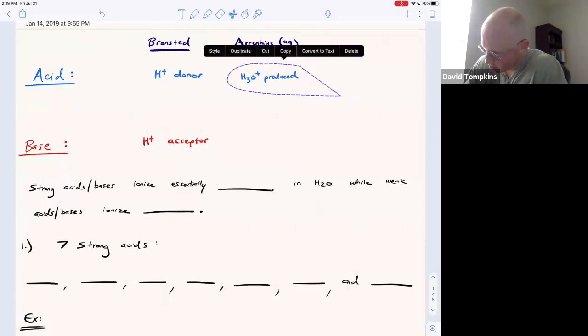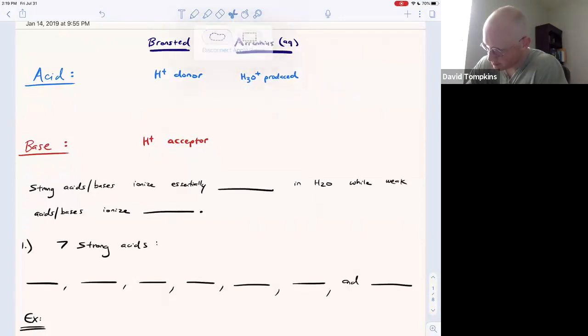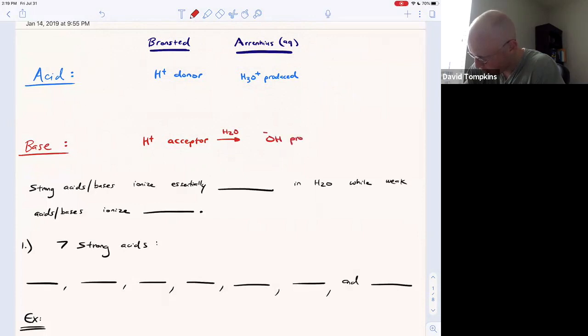And conversely, an Arrhenius base is going to act as a proton acceptor and take a proton from water, and that's going to produce hydroxide in aqueous solution.